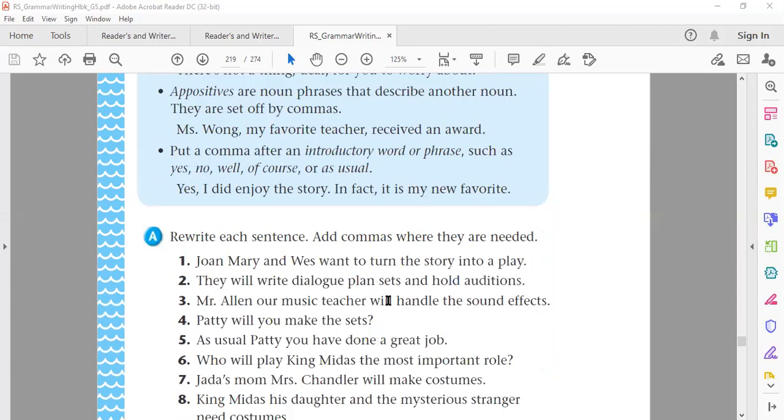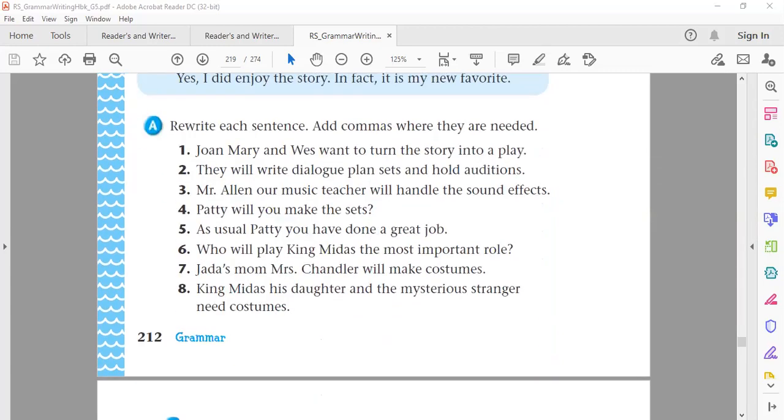Okay, let's go ahead and go to page 212. Rewrite each sentence, add commas where they are needed. Juan, Mary, and Wes want to turn the story into a play. Who can help me with the commas right here?